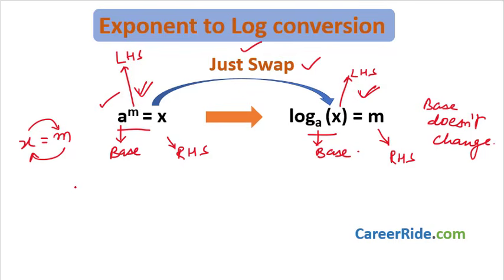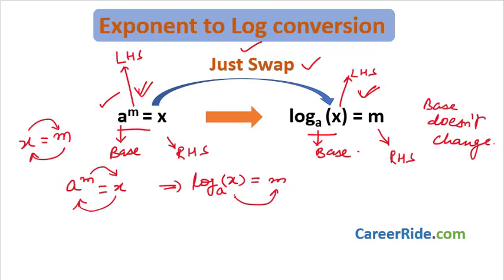Let me explain it in a better way. a to the power m is equal to x. Now I want to write it as a log. So I write log. My base stays the same. a was the base, so here also a is my base, and this is the equal to sign. x comes here and m goes here, right? This m goes this side, this x comes this side. Is it easier now? They are just swapping their positions. x and m are just swapping their positions.